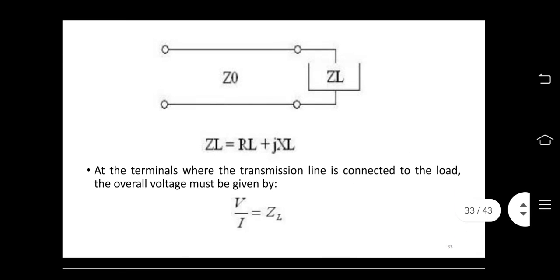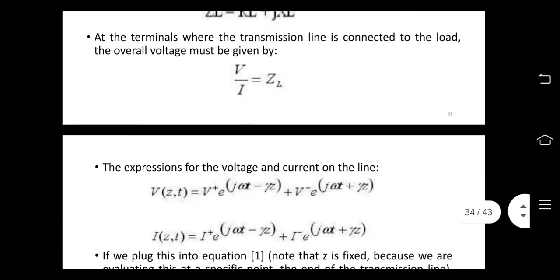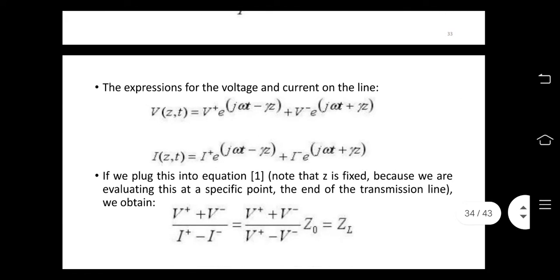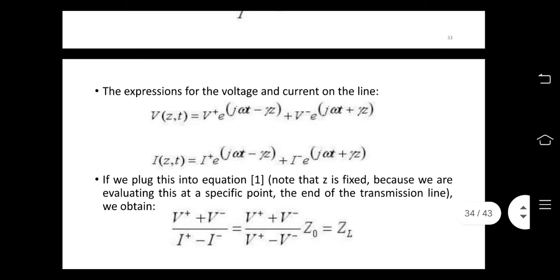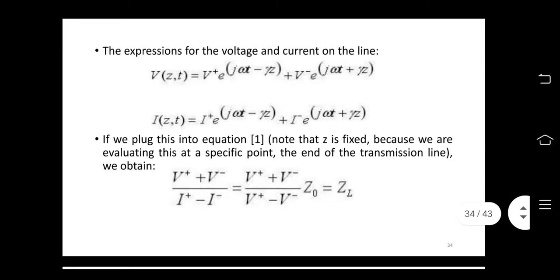At the terminals where the transmission line is connected to the load, the overall voltage V by I must be equal to the impedance ZL. So the expression for the voltage on the line will be V of z comma t equals V plus e power j omega t minus gamma z plus V minus e power j omega t plus gamma z.